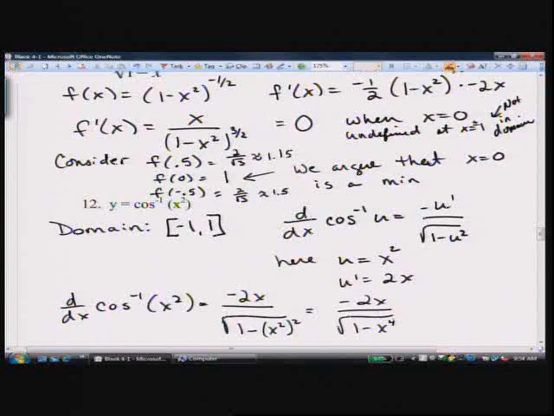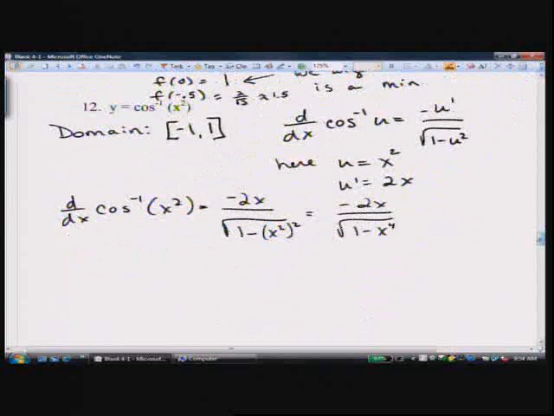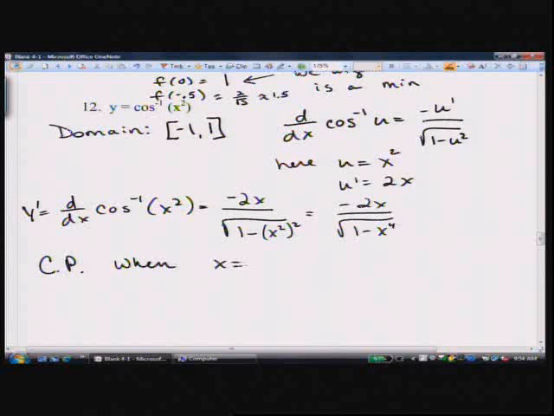And so when do we have critical points? What are our critical points? This is y prime. When x equals 0, because that'll make the numerator 0, and when x equals plus or minus 1, because that's going to make this undefined. But these are already our endpoints. Those are already endpoints of the domain.